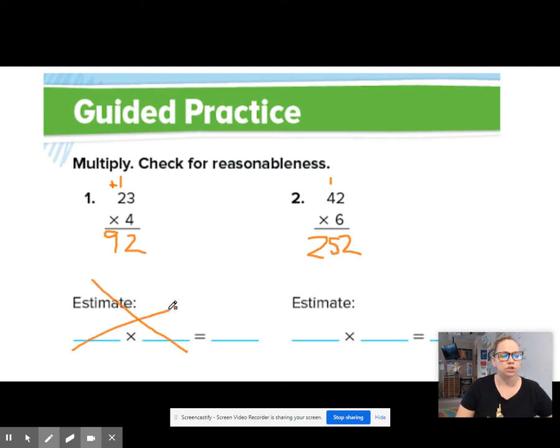You know what? In your math book, I don't want you to worry about this part. I don't want you to worry about that today. When it comes to your independent practice, if it asks you to give an estimate, I don't want you to do that today.